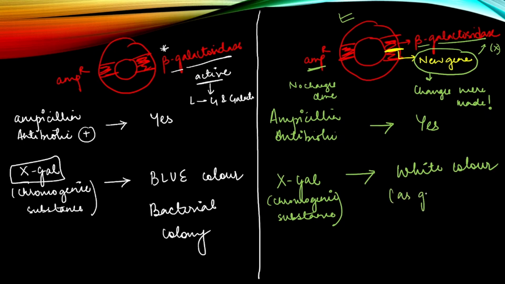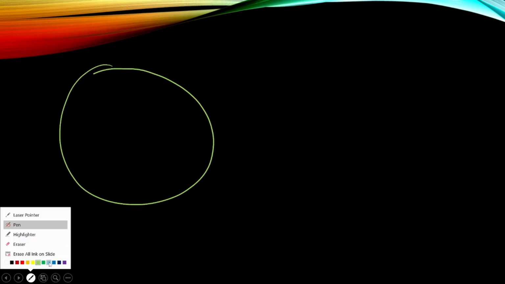Why? As the gene is inactive, it gives white color, right? And this is how we differentiate the recombinant cells from the non-recombinant cells. This is one way. On the plate, with culture media, you will be getting both blue and white colonies. The blue colonies are non-recombinants. Recombinants will have white colonies, because their beta galactosidase gene is disturbed. So this is what we call blue white screening.